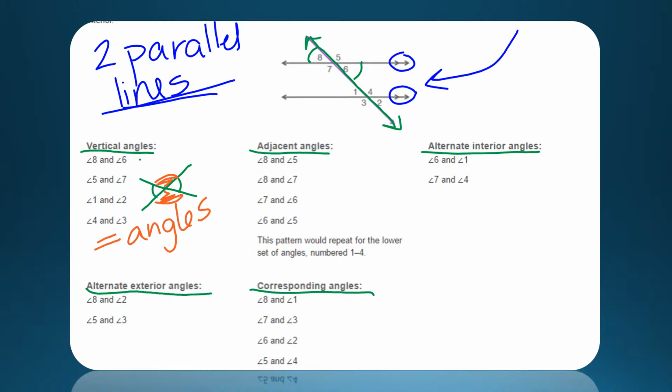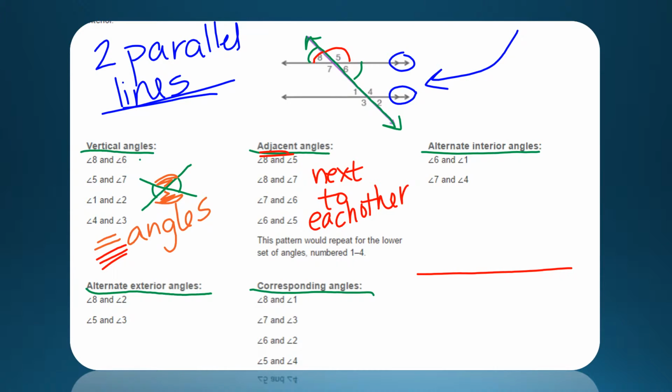Adjacent angles, if you look at 8 and 5. Adjacent means next to. So adjacent angles means next to each other. And in this case, they may or may not be equal to each other. In this case, they're not. So keep that in mind. Here they are equal angles. Here they're not necessarily.